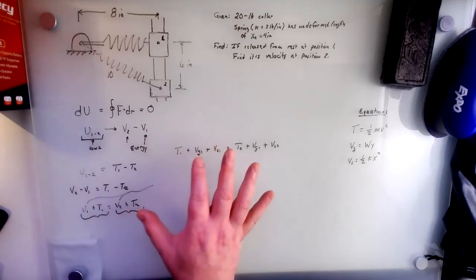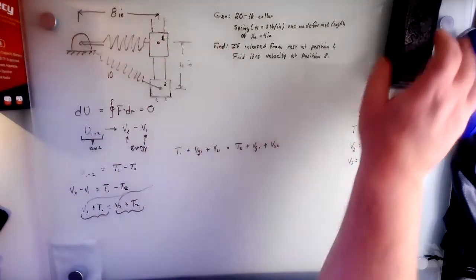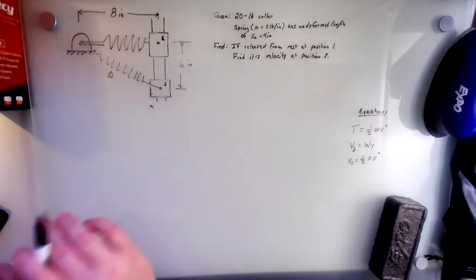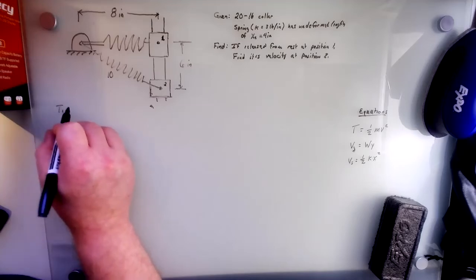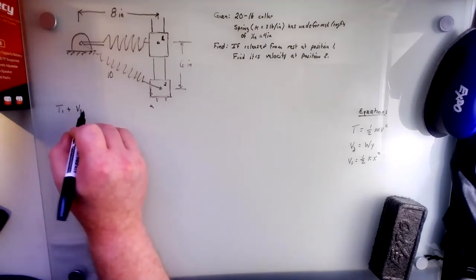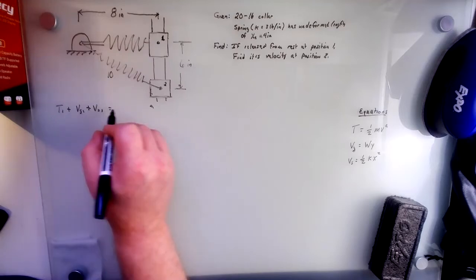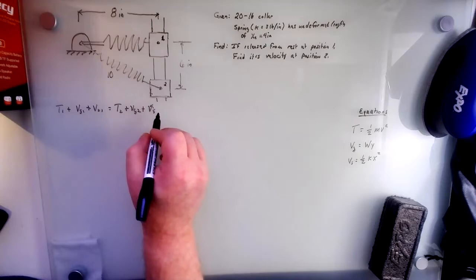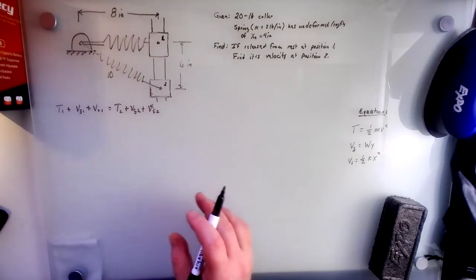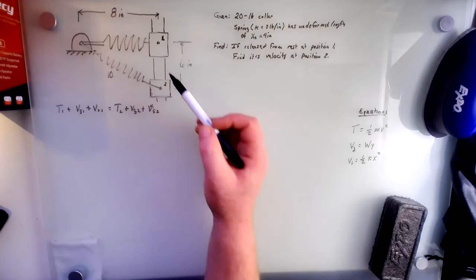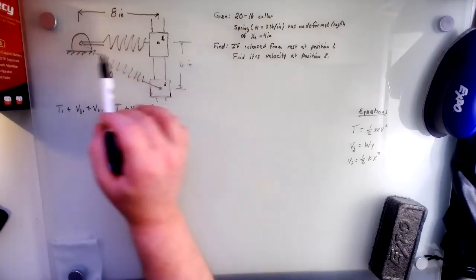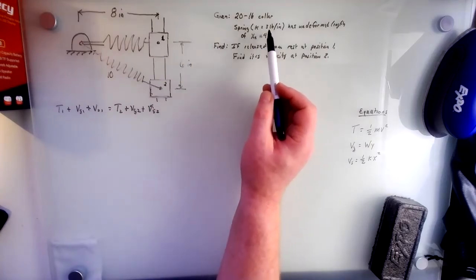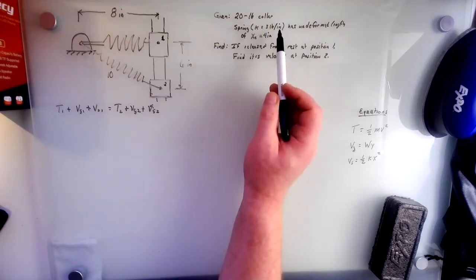So let's apply this to our example problem. Let me just rewrite that: T1 plus VG1 plus VS1 equals T2 plus VG2 plus VS2. Okay, so that's your governing equation. In this example, we are given that this is a 20-pound collar. The spring has been extended by 4 inches and has a spring constant of 3 pounds per inch.